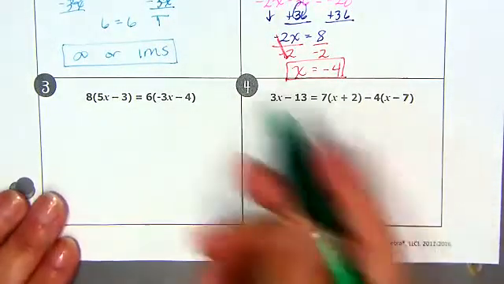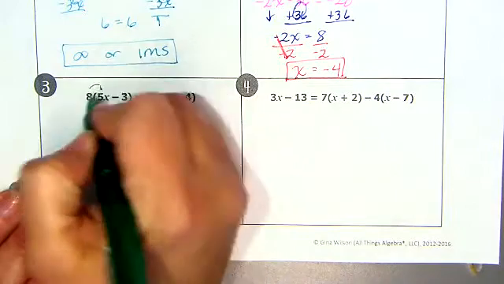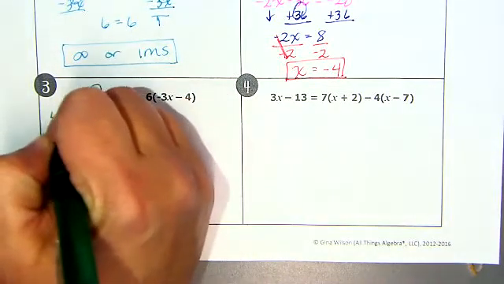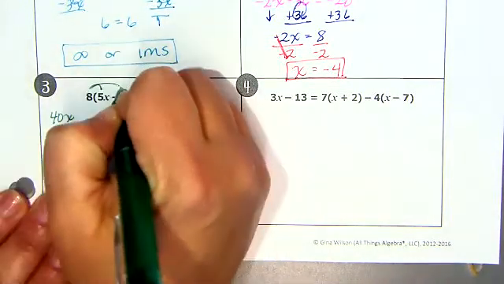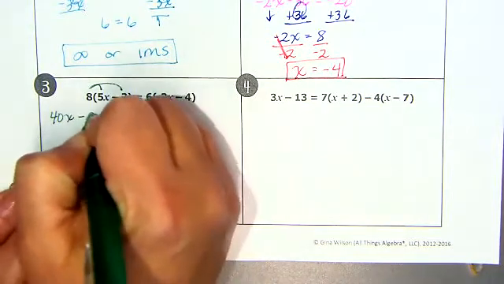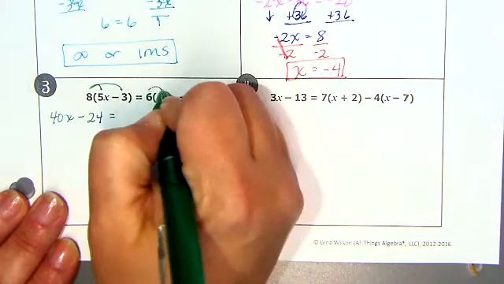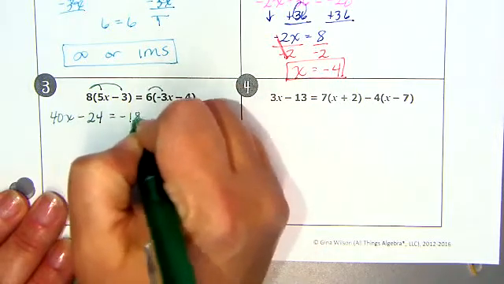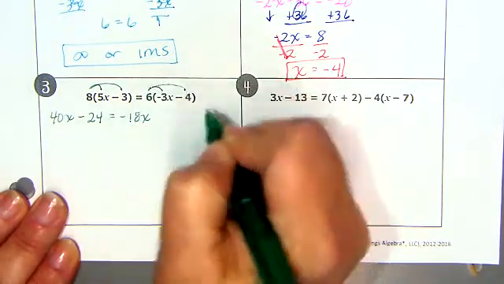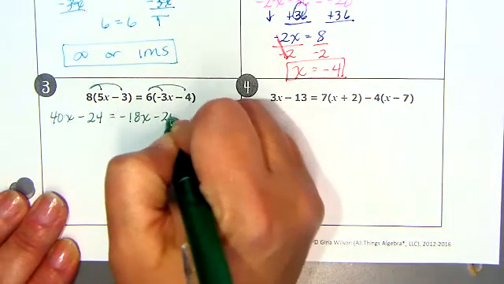Okay, number 3. Distribute, so 8 times 5x is going to give me 40x. 8 times negative 3, that's going to give me a negative 24. Now I'm equals 6 times negative 3x, that's a negative 18x. 6 times negative 4, that's going to give me a negative 24.